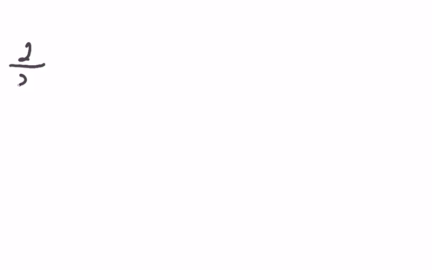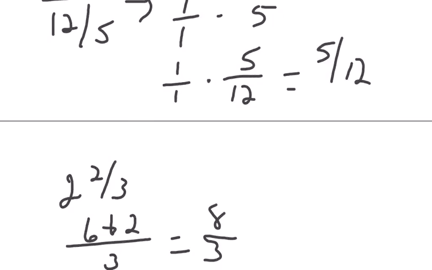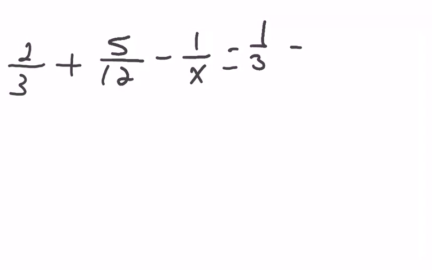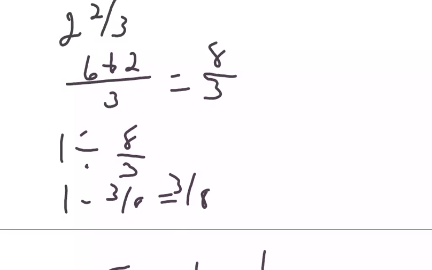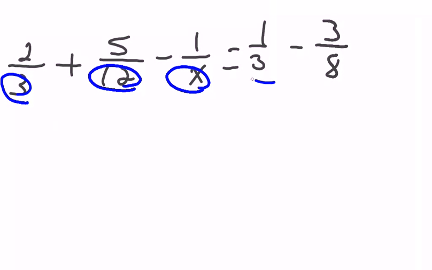So here's what that looks like now. 2/3 plus, now if we go back and look, 5/12 instead. And this one was 3/8 instead. Much better than it was. And now we have to look at all of our denominators. So we have 3, 12, x, 3, and 8. And we need a common denominator for all of those.